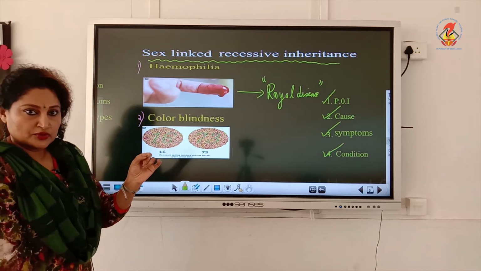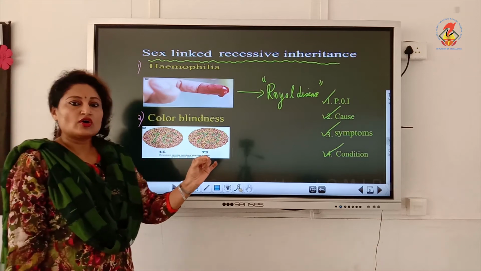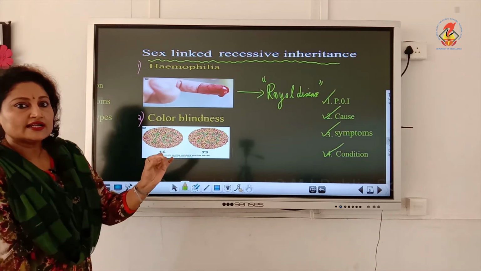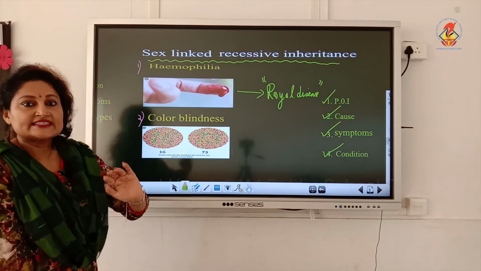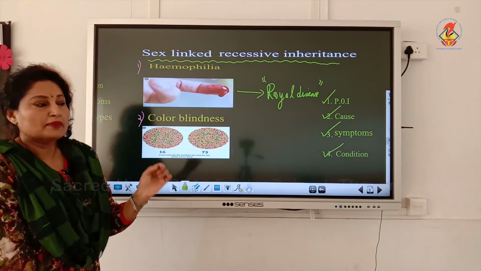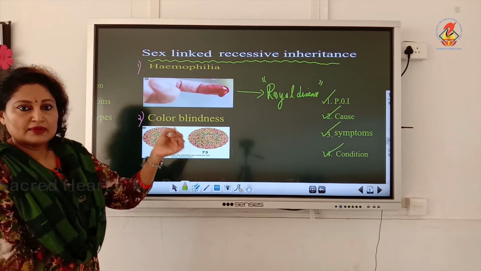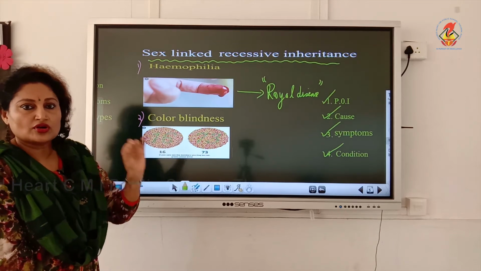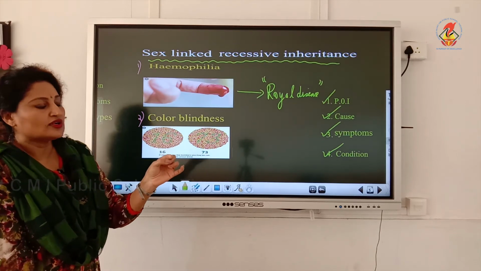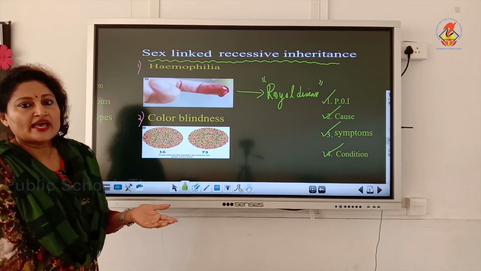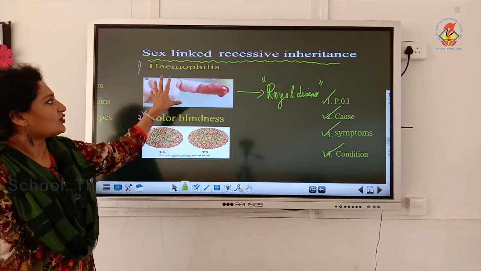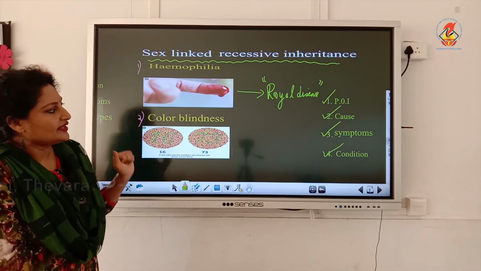In normal individuals, if there's a small cut, after some time it gets clotted, it gets sealed, it does not bleed. But these people, the blood has the inability to clot, and therefore a minor cut also leads to excessive bleeding. So, that condition is called hemophilia.